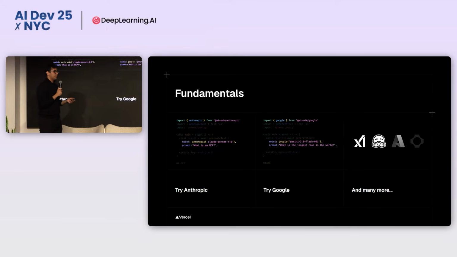And currently, you can do this with Anthropic, Google, xAI, Hugging Face, a bunch of other providers. The AI SDK currently supports more than 30 different packages and providers.